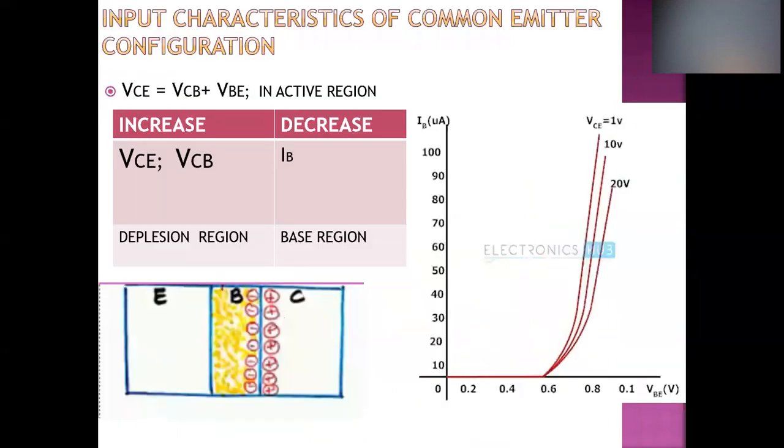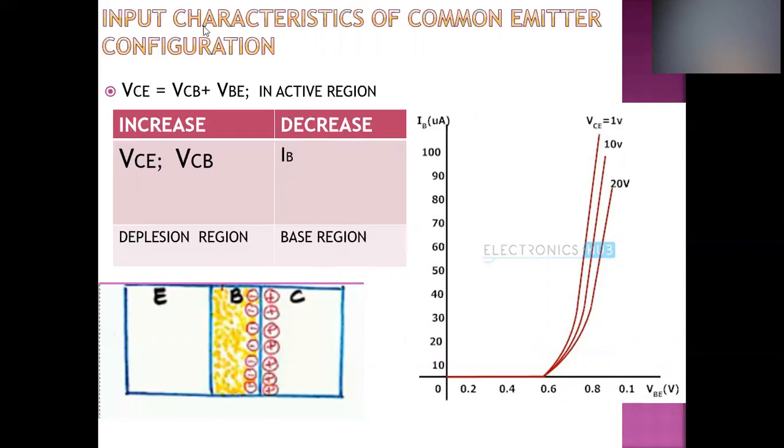Next, one of the most important topics is the common emitter configuration. It is one of the most used configurations of the three, that is the common emitter configuration, common base configuration, and common collector configuration, because we can use it as an amplifier, so it is much more useful than the other two configurations.